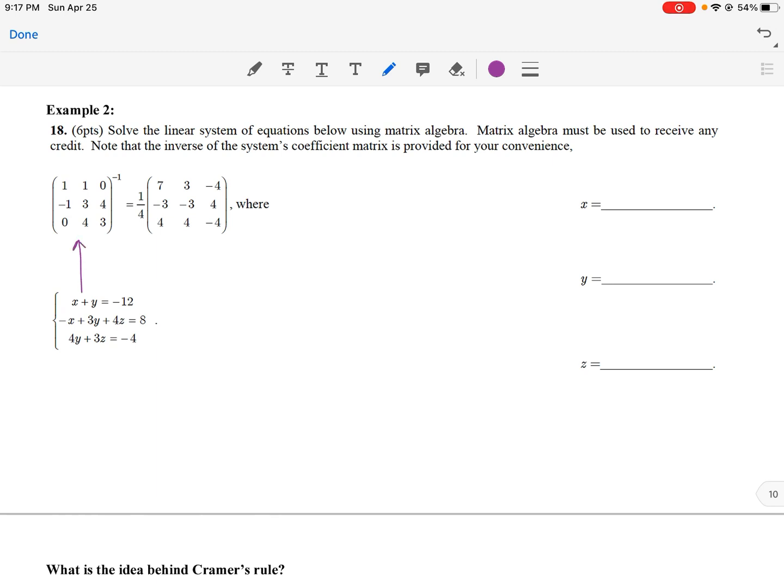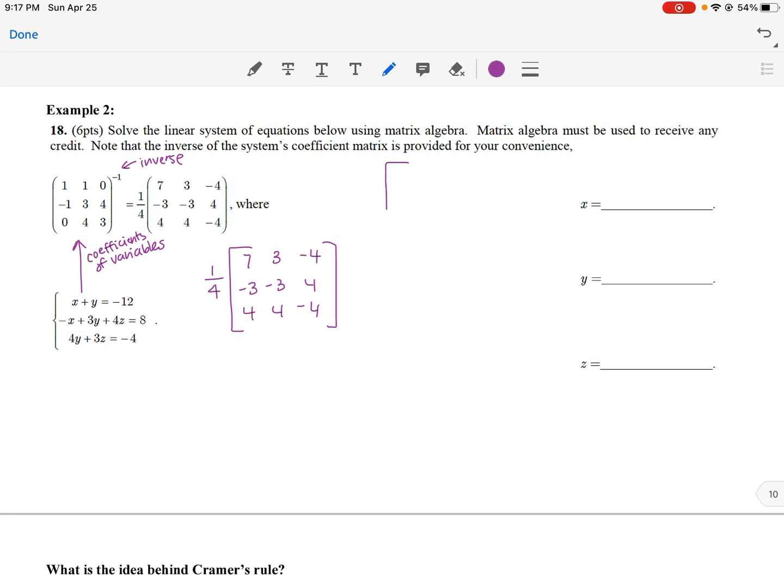So notice this first matrix is the coefficients of the variables. That little -1 means the inverse. So they're giving you the inverse. So what we're going to do is take that inverse, and it's good to recognize which one it is, right? So that's the matrix on the right, and we are going to multiply it times the answers of our system.